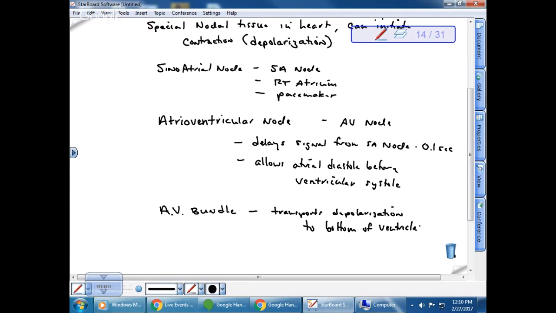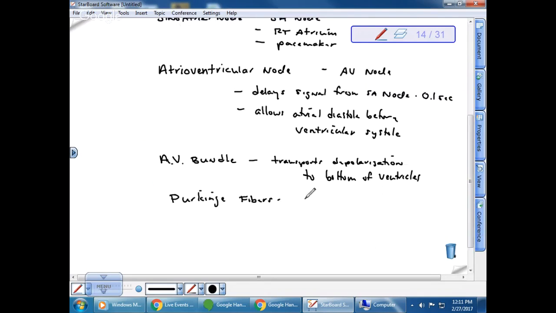And in the heart tissue itself, we have what are called Purkinje fibers. And this is named after a person. That's a J, Purkinje fibers. And the Purkinje fibers are what cause the ventricles to contract from the bottom up.